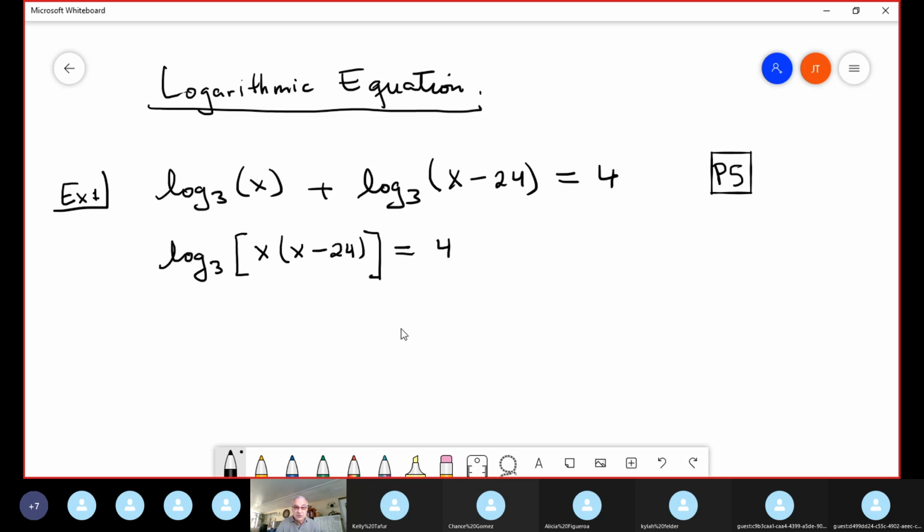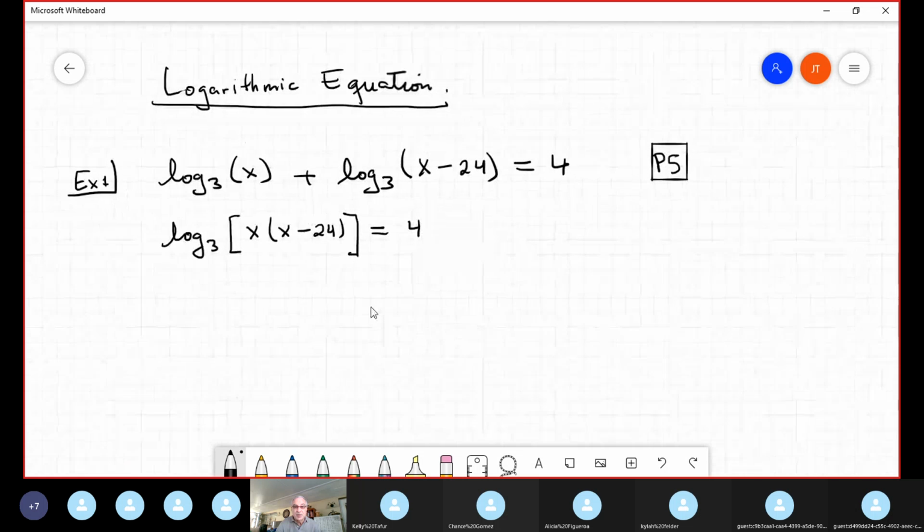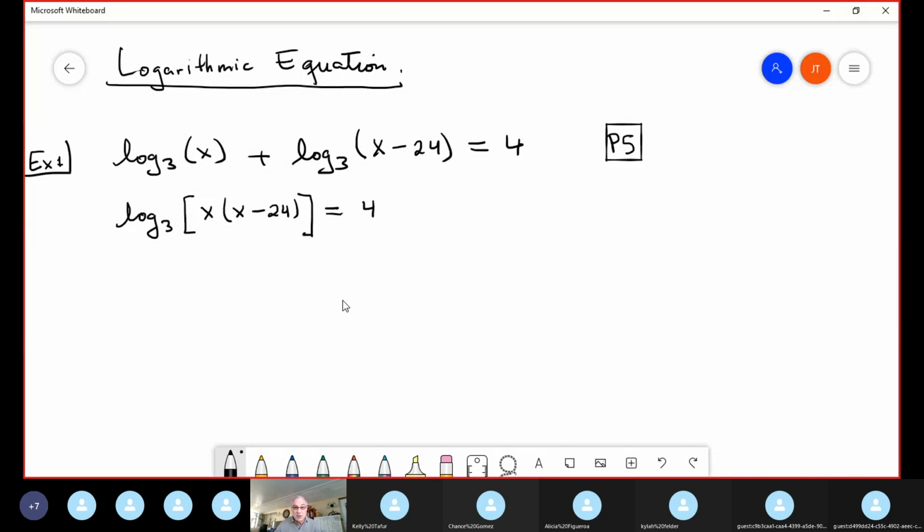Okay, now this is the crucial moment. This is the most important moment now. You convert to an exponential statement. So you put the arrow, and we are doing the conversion. This is a logarithmic statement, and you convert it to an exponential statement.